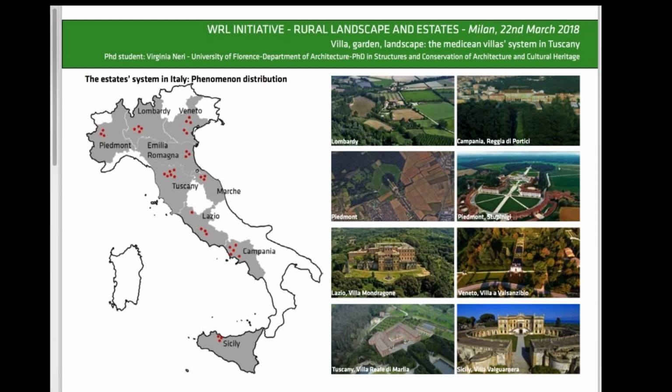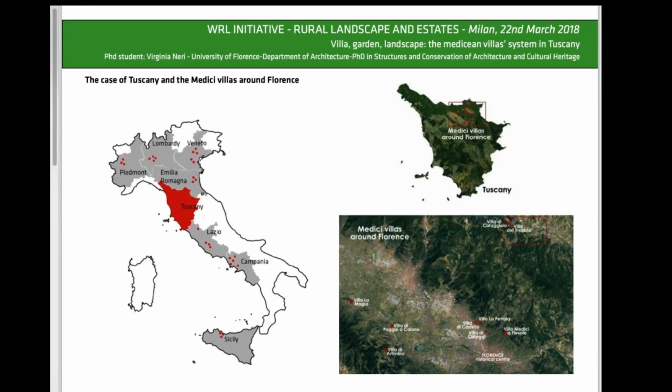So, as my case study, I've decided to show you just one villa. And I chose the Trebbio Villa, which is the oldest of the Medicean villas around Florence. And it is in the northern part of Tuscany, about 25 kilometers far from Florence. This villa was the place of origin of the Medici family.